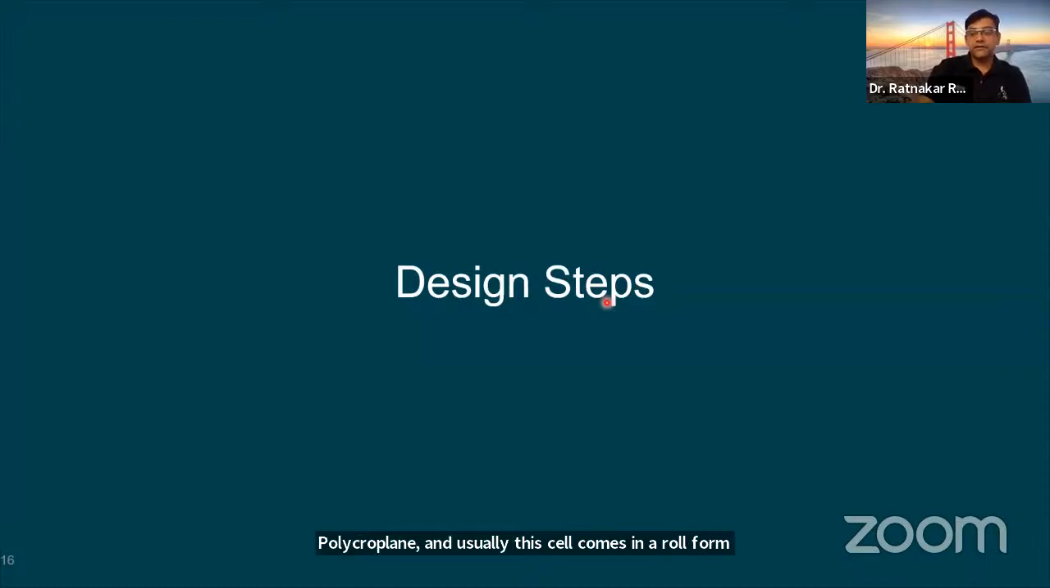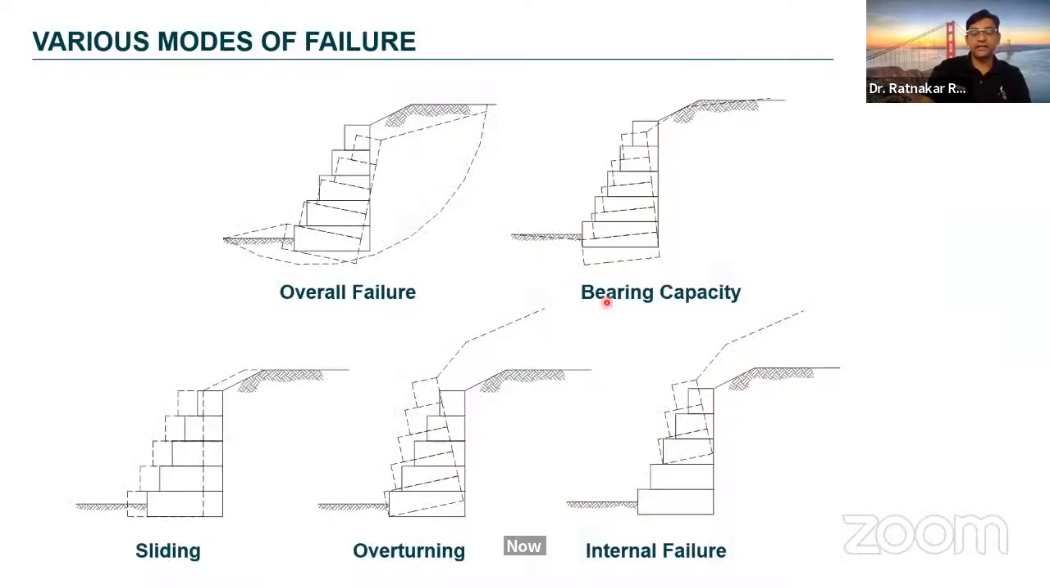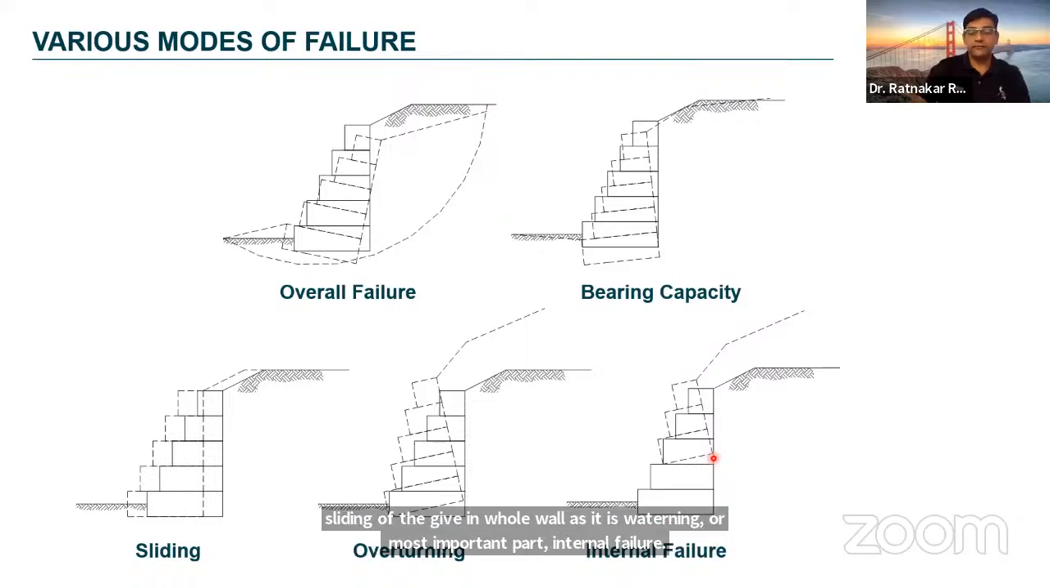Now, design steps. Professor has already explained many of the things, but I will just quickly glance through certain design modes. Typically what we talk of, starting from overall failure to bearing capacity, sliding of the gabion wall as it is, overturning, or the most important part, internal failure. Many of the designers are not aware of the internal failures.